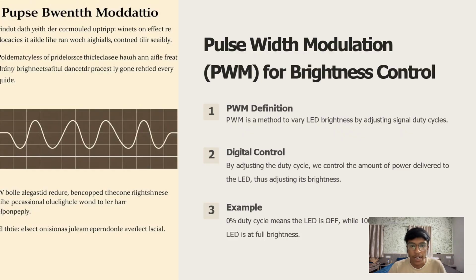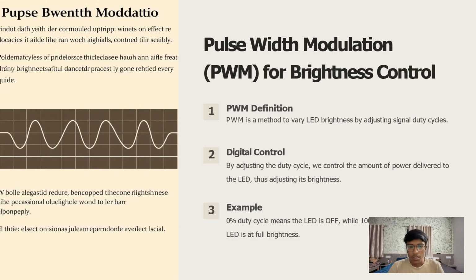Now to adjust the brightness of the light, we use PWM, pulse width modulation. PWM is a method to vary LED brightness by adjusting the signal duty cycle. By adjusting the duty cycle, we control how much power is delivered to the LED, and hence we can control the brightness of our LED.